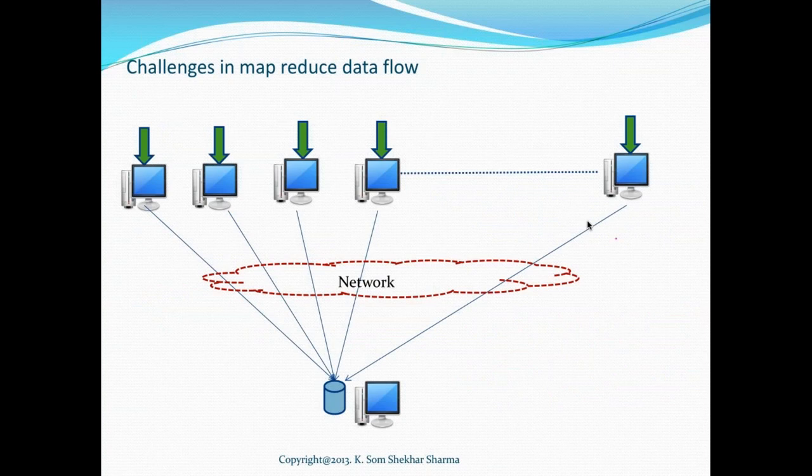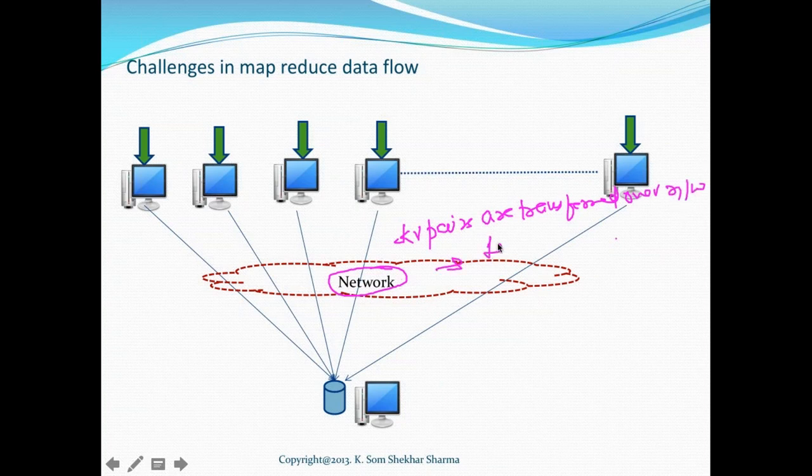There are two challenges with respect to your MapReduce jobs, which we are going to cover later, but right now, just for the sake of explanation, I'm going to bring them out. You might have already noticed that the network is going to play a very major role, because key value pairs are transferred over the network. And a lot of key value pairs will be transferred over the network if you have a lot of map tasks.